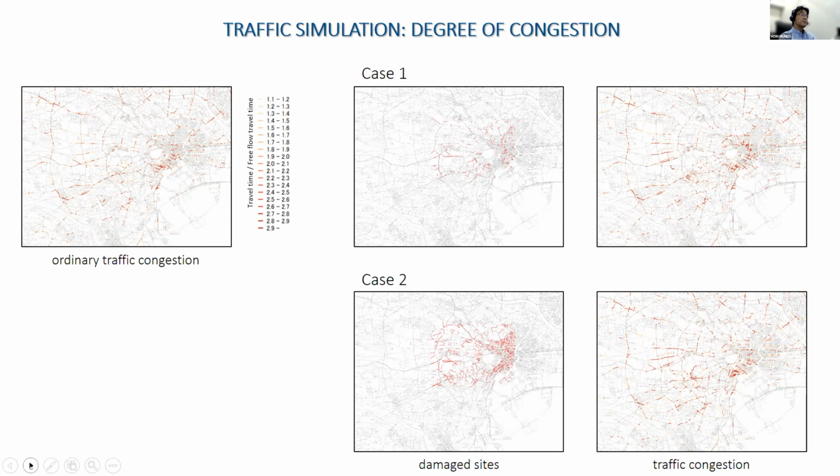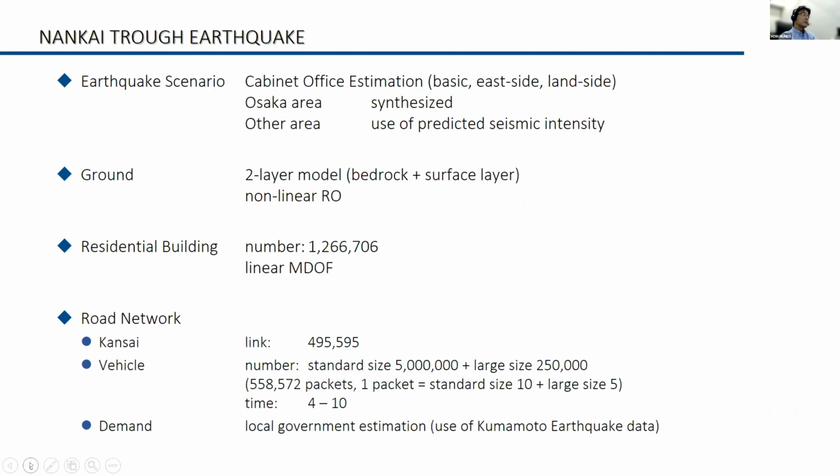Okay, next one is the Nankai Trough earthquake. Compared to the Tokyo metropolis, the target area is larger, and the number of residential buildings and the road network is increased. That's why we need supercomputers.